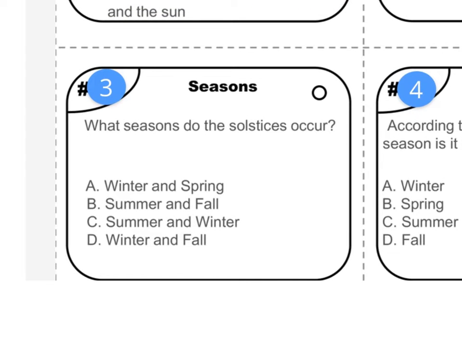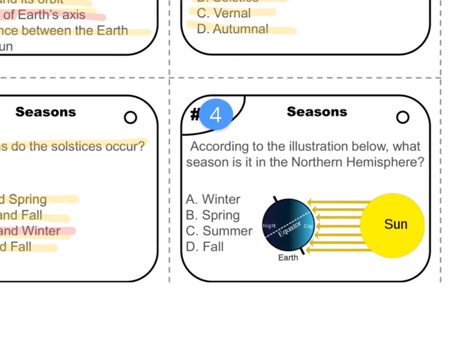Number 3. What seasons do the solstices occur? Winter and spring, summer and fall, summer and winter, or winter and fall? And the answer is summer and winter. Those are the longest days of the year.